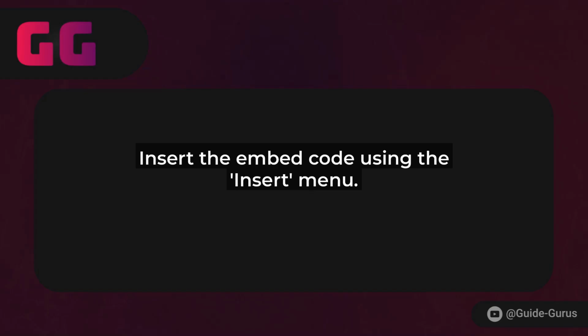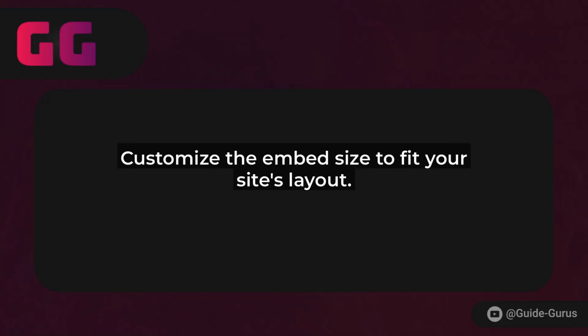Step 4. Adjust the settings as needed. You can resize the embed to fit your site's layout, like changing the width and height for a perfect fit. Step 5. Once everything looks good, click Save, and then Publish your site. Now, your Scratch project should be live and interactive for visitors.